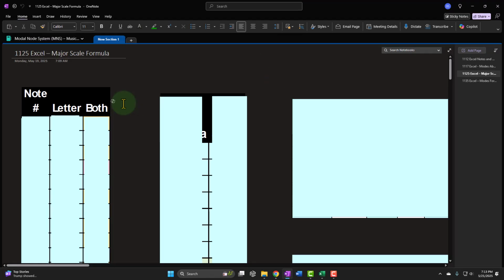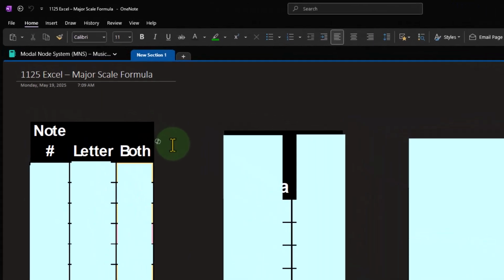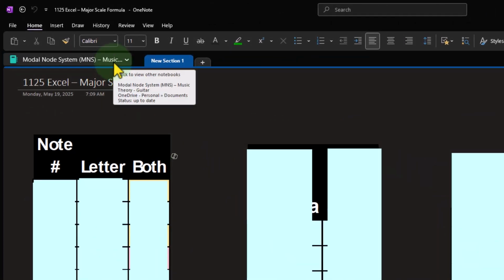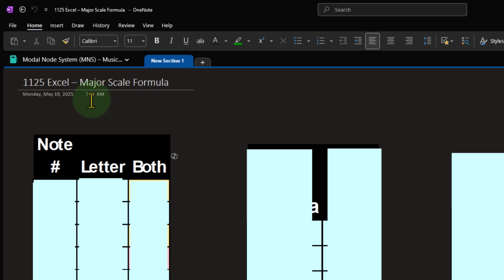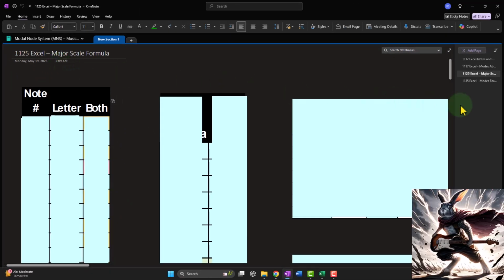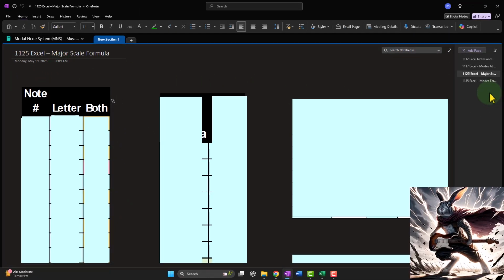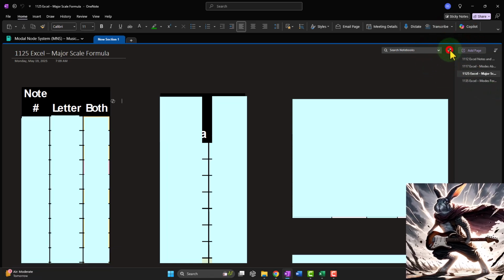So get ready, and some coffee, because although we're playing with just one note, it's a beautiful note. You're not required to, but if you have access to it and would like to follow along, we're currently in the OneNote file of the modal node system, MNS presentation 1125 Excel major scale formula. One of only 4 presentations thus far, but we plan on adding plenty more shortly.